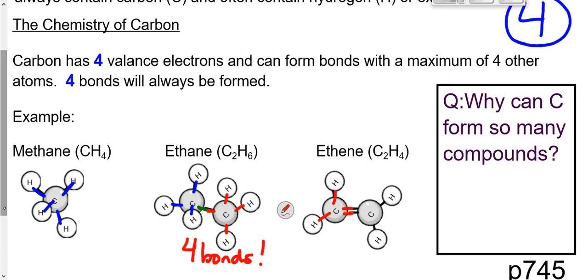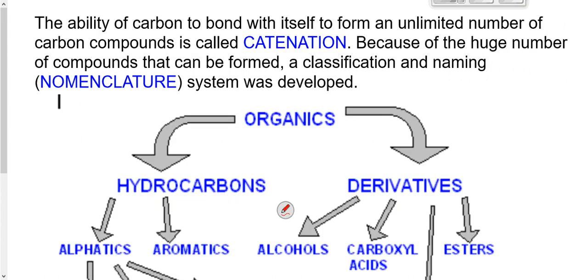The other thing that is really important is that carbon can form bonds to itself indefinitely. We can have one carbon attached to another, and that can go on and on and on forever. And so carbon's capable of forming all kinds of different compounds. That ability is called catenation. So catenation is the ability to bond with yourself over and over again, and carbon does that. Now, there are so many different types of organic molecules that we have developed our own naming system, our own nomenclature for it.